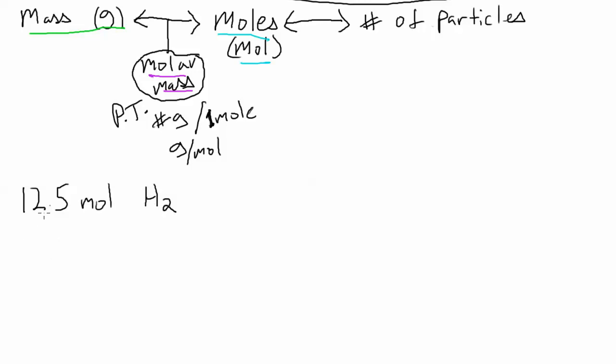So I've got 12.5 moles of hydrogen, and I want to know how many grams of hydrogen that is. Last time we went from mass to moles. This time we're going to go from moles to mass. But you'll notice we're still using the same conversion factor. To go from moles to mass, we're still using the molar mass. And where do you find the molar mass? On the periodic table.